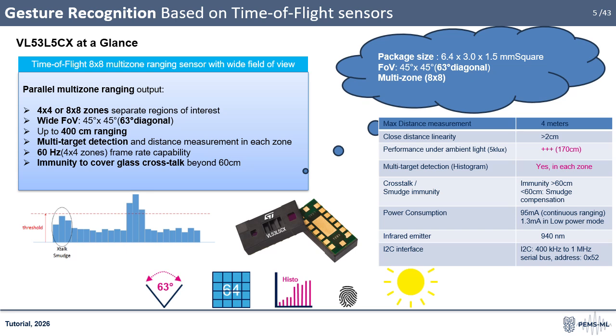Additional built-in features, such as optical crosstalk reduction and robust operation under ambient light, help maintain reliable performance in real-world conditions. Overall, the VL53L5CX sensor provides an efficient balance between spatial awareness, performance, and computational simplicity, making it an ideal choice for embedded gesture recognition applications.